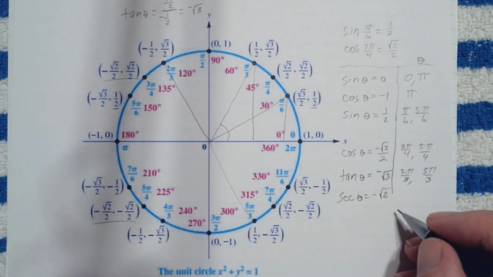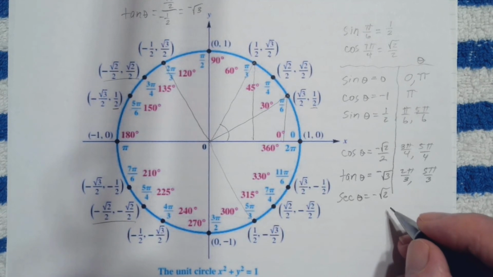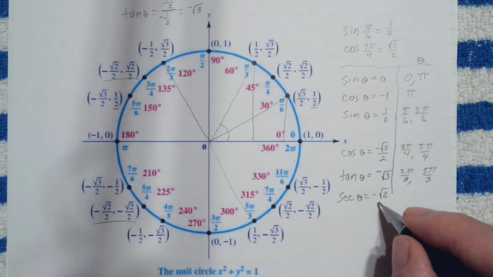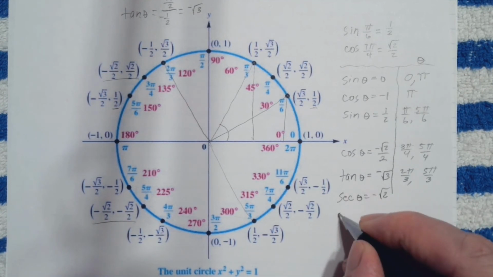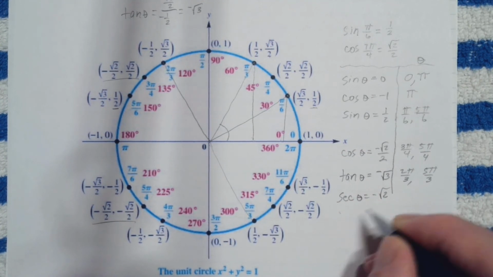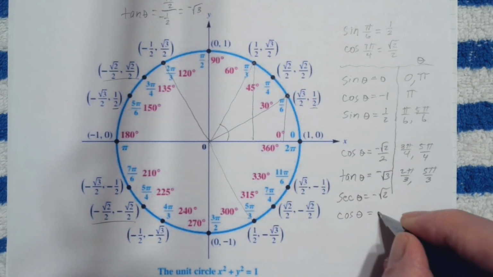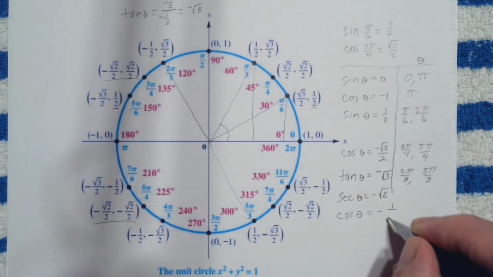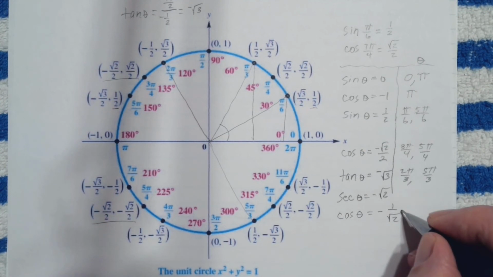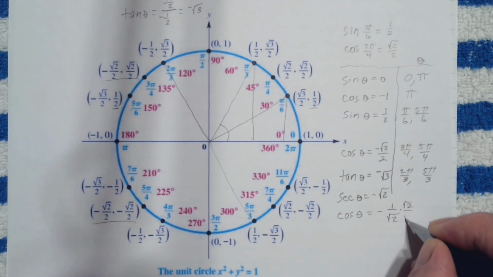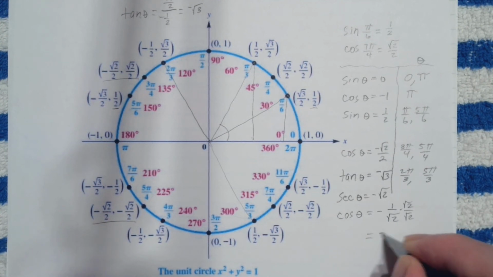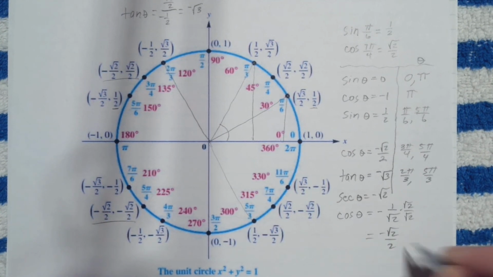All right, last one here, we have secant of theta is equal to negative square root of 2. I think the easiest way to tackle this one is if secant's negative square root of 2, then we know the cosine of theta is negative 1 over the square root of 2, which we normally write as negative square root of 2 over 2.